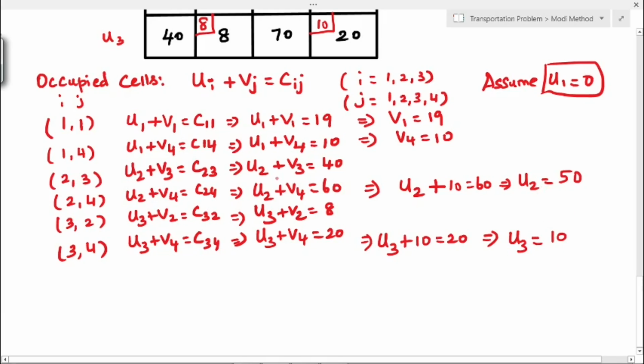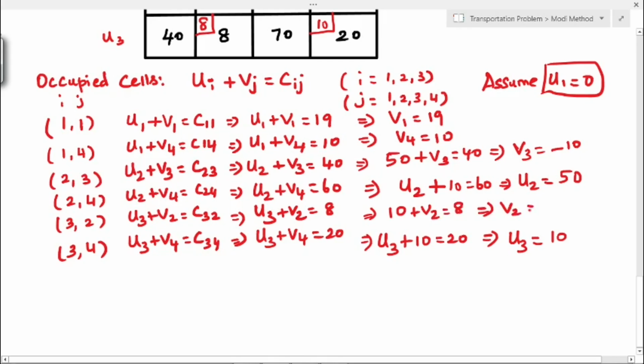I substitute U2 and U3 in the remaining equations. U2 is 50, so 50 plus V3 equals 40. So V3 equals 40 minus 50, that is minus 10. Next, in this equation we know the value of U3, so 10 plus V2 equals 8. So V2 equals 8 minus 10, that is minus 2. Now I got all the values.